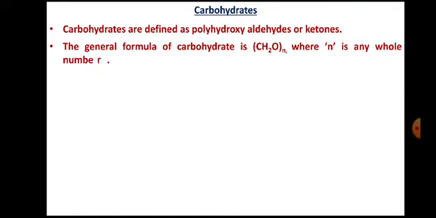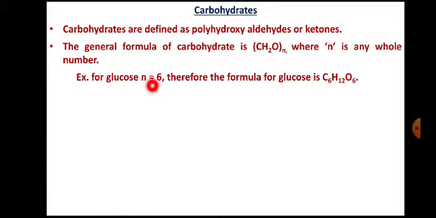So the general formula for carbohydrate is (CH2O)n, where n is any whole number. For example, in case of glucose, n is 6. So if we put this 6 value in place of n, it will become C6H12O6. That is the formula for glucose. So this is the molecular formula for glucose. Glucose consists of 6 carbon atoms, 12 hydrogen atoms, and 6 oxygen atoms.